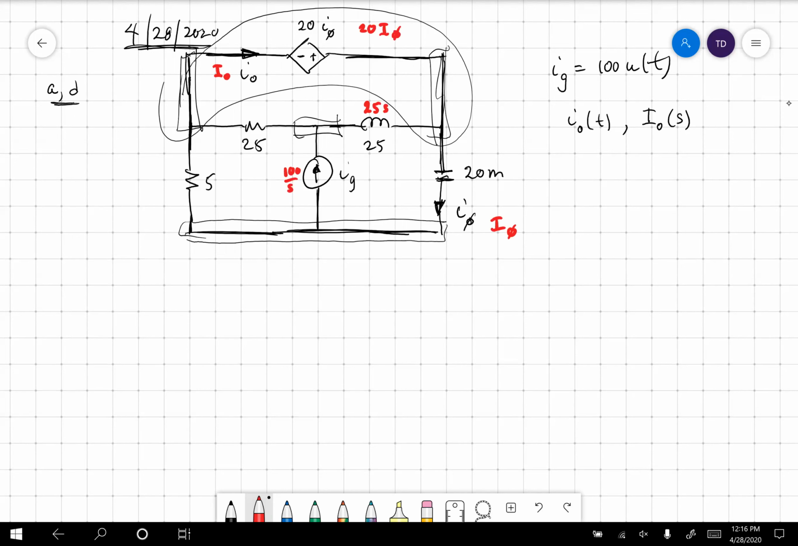And then 20 milli. 20 milli is, just a reminder, 20 milli equals 0.02. And so we want 1 over CS. So C times 0.02. 1 over 0.02 is 50. So it's 50 over S. That's my C, S. So that's going to be 50 over S. So this is 50 over S.